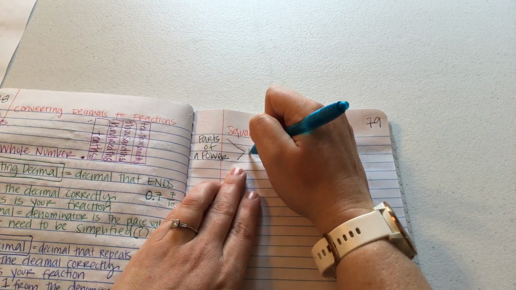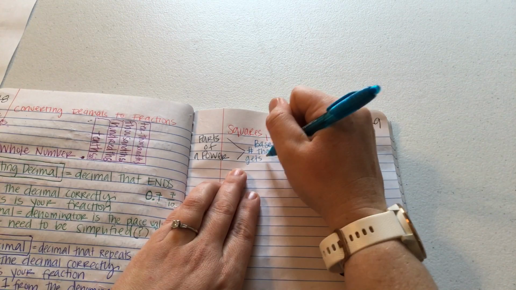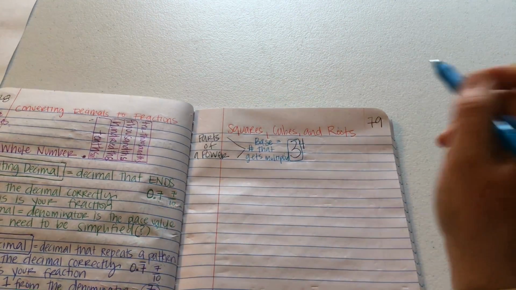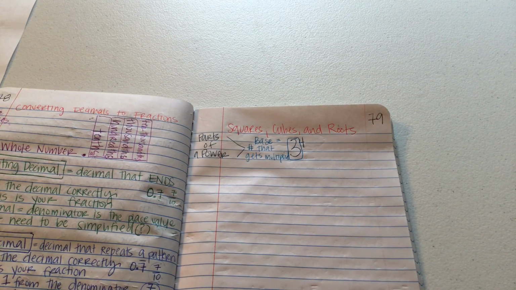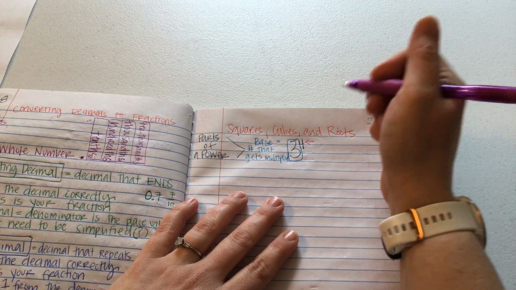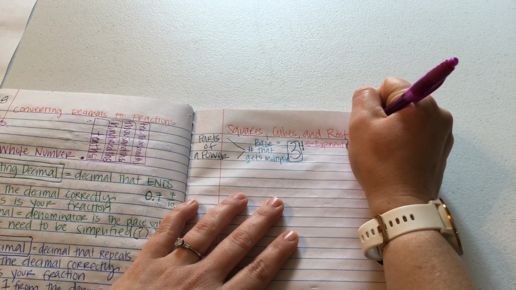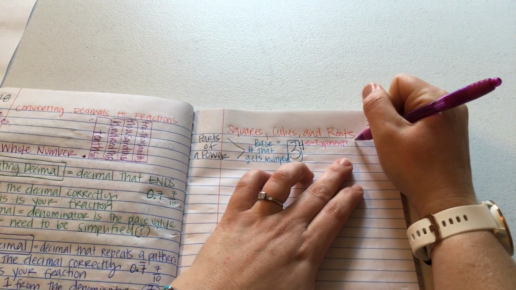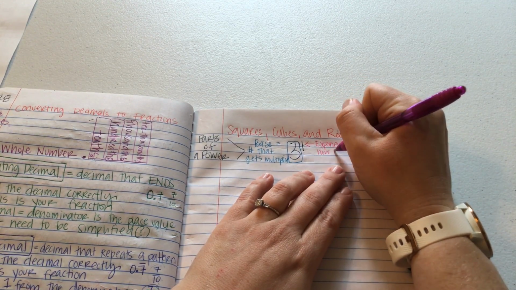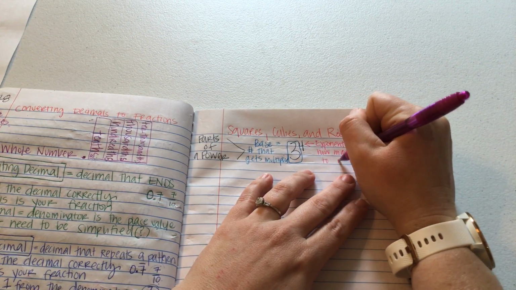And the base is the number that gets multiplied. Got it. So that's the number that gets multiplied. And then, so the base, the big number. And then this little number up top to the right is called the exponent. And the exponent tells us or shows how many times to multiply.